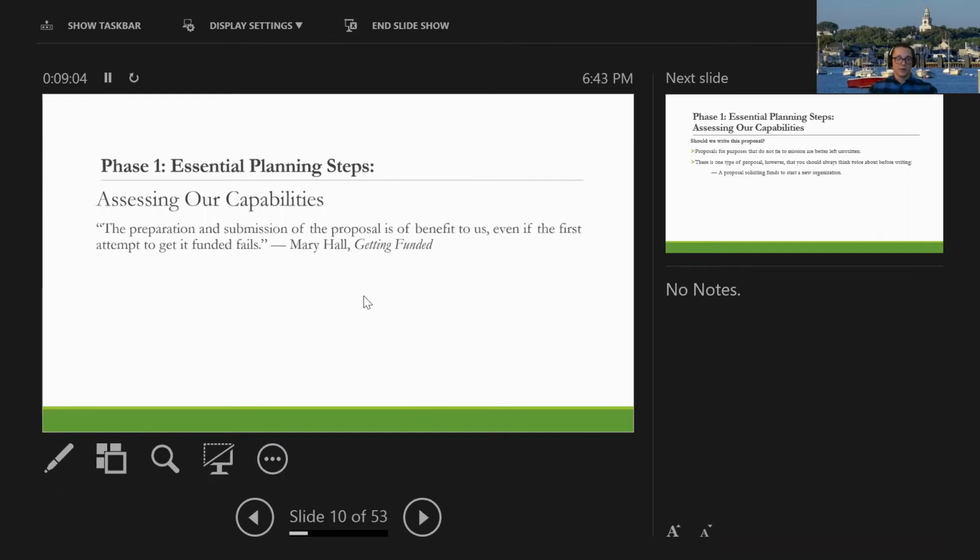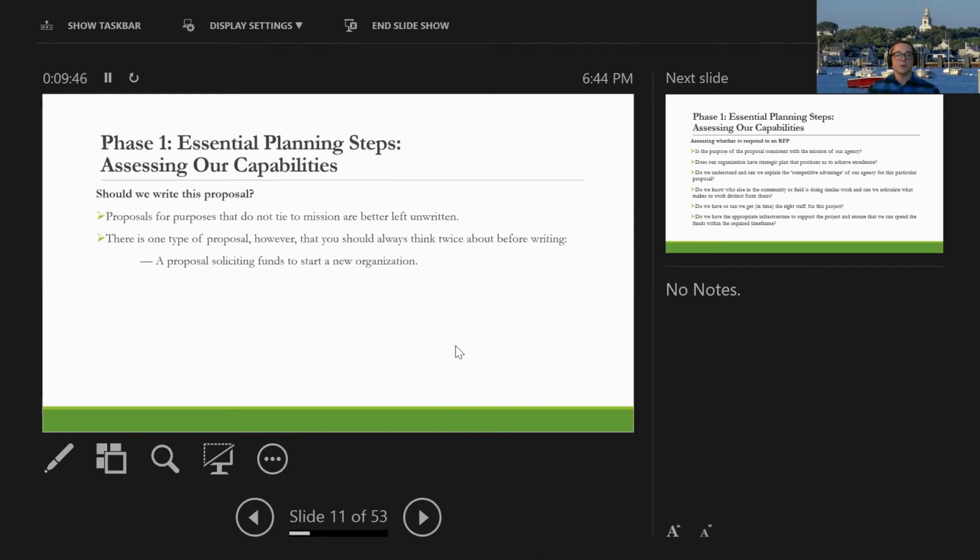And so as the author of the cited resource material says, preparation and submission of the proposal is a benefit to us, even if the first attempt doesn't get funded. And what she's saying there is proposals can be looked at as a self-auditing process. You can really find your strengths and weaknesses within a program that you are wishing to be subsidized through a grant, through the proposal process. I really recommend it. It can be very beneficial. So, all that to say, if you don't get funded, it's not the end of the world. There are other indirect benefits.